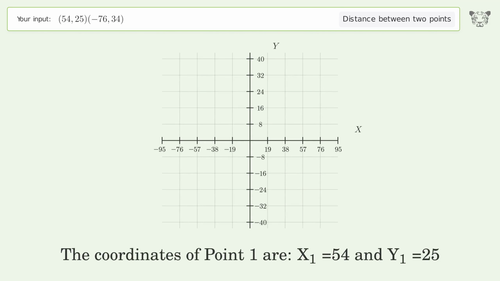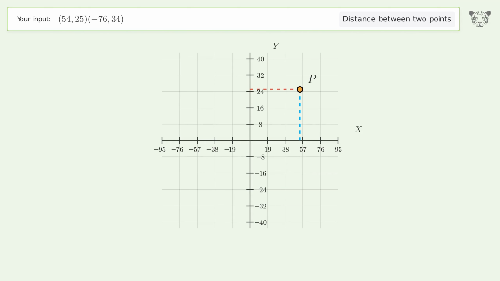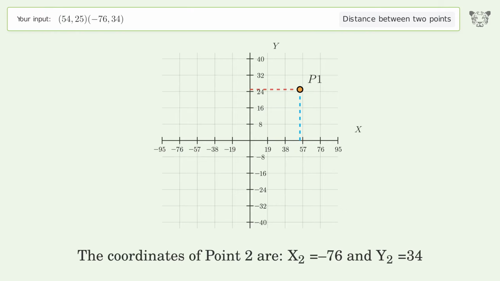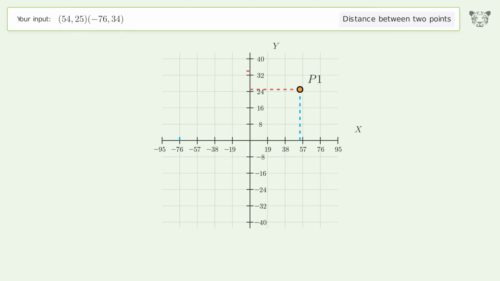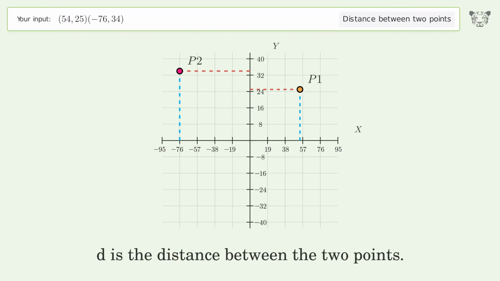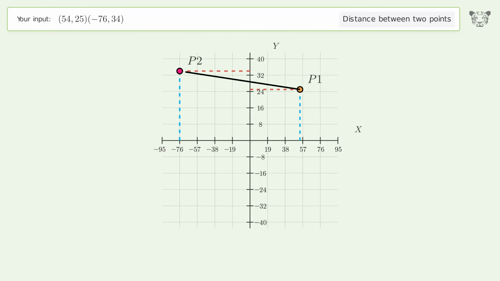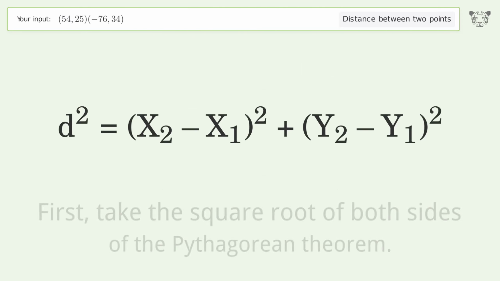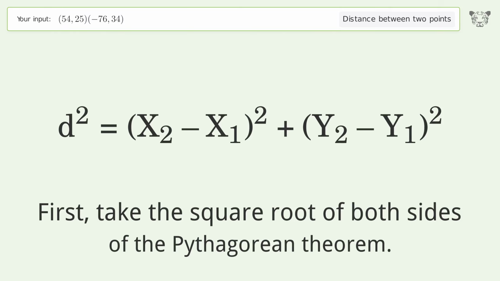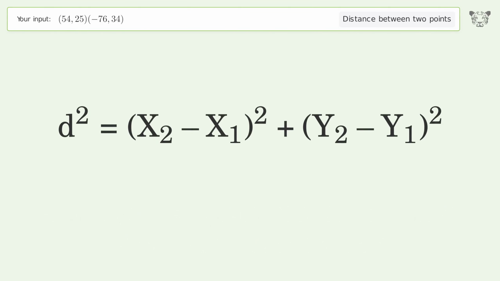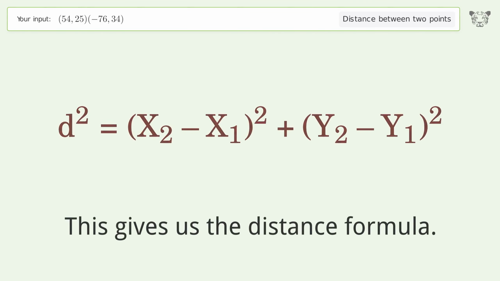The coordinates of point 1 are x1 equals 54 and y1 equals 25. The coordinates of point 2 are x2 equals negative 76 and y2 equals 34. D is the distance between the 2 points. First, take the square root of both sides of the Pythagorean theorem. This gives us the distance formula.